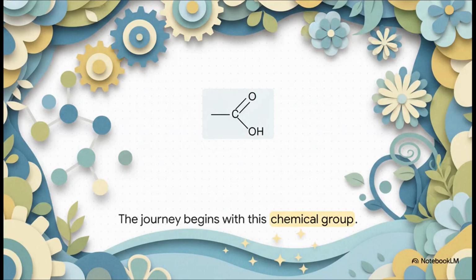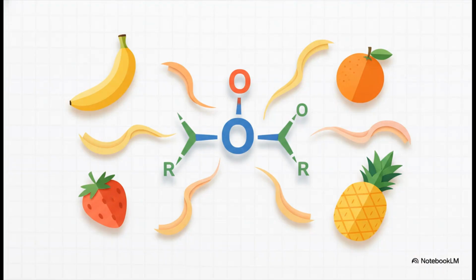Our journey to create these amazing scents starts right here with this specific arrangement of atoms. What you're looking at is a carboxylic acid group. This is one of our main building blocks, the very first piece of our puzzle. And the big answer to our question? It's a molecule called an ester. Esters are the compounds that are responsible for so many of the fruity smells and flavors that we all know and love. And today, we're actually going to cook one up from scratch.